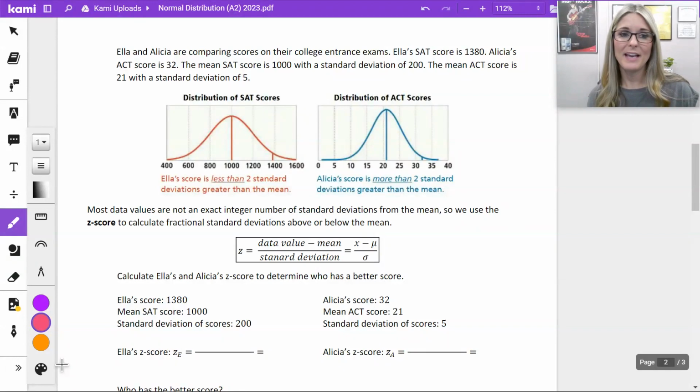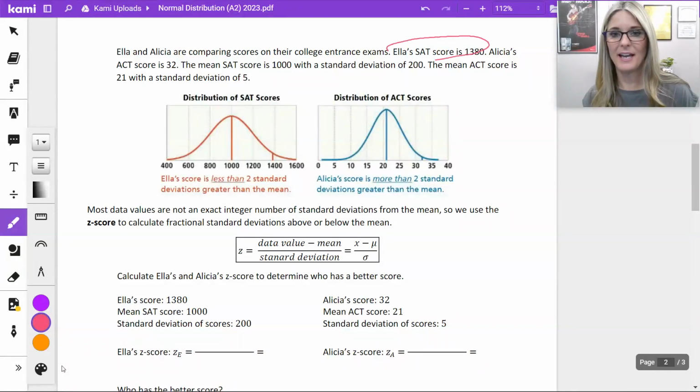In our next example, we have Ella and Alicia comparing their scores for their college entrance exams. Ella's SAT score is 1380. Alicia's ACT score is 32. If you're just looking at the numbers, these look way different, right? Because they're 2 different tests, SAT and ACT. The mean SAT score is 1,000 with a standard deviation of 200. The mean ACT score is 21 with a standard deviation of 5.